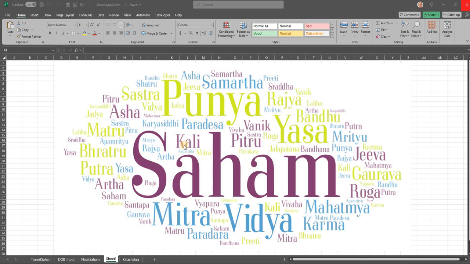Kali Saham can create havoc. There are some negative Sahams, such as Roga Saham, which can give trouble. If some Sahams are transited by negative planets, malefics, they can give trouble. It depends upon the interrelationship of these Sahams as well as the transits and the annual chart, if you are going by the annual charts. You can predict marriage, foreign travels, financial gains, and so on. There are the Paradesa Saham and Paradhara Saham. All that can be very helpful for us to predict things. So let us get into that.